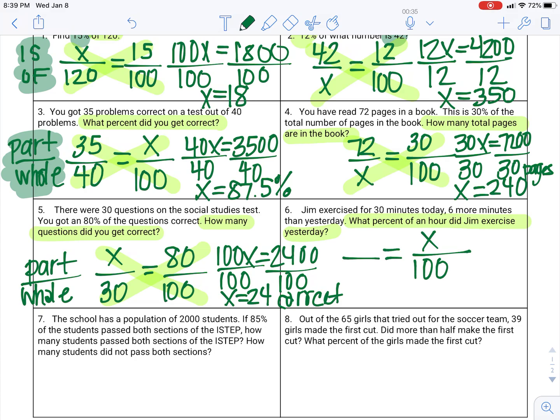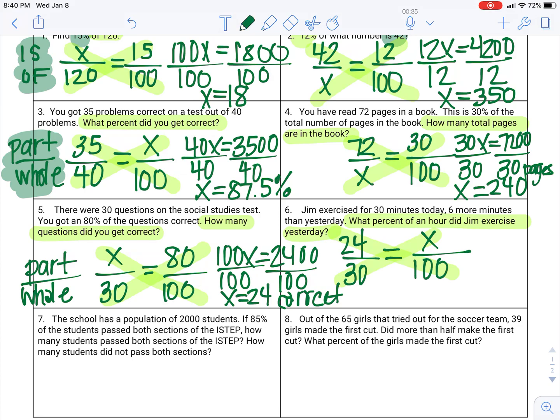Jim exercised for 30 minutes today, 6 more minutes than yesterday. So 30 minutes today and 6 more minutes than yesterday. Well, if 30 minutes is 6 more than yesterday, that means I have to take away 6. That means I did 24 minutes yesterday. And we want to find the percent that Jim did exercise yesterday. So we're going to put 24 minutes on top and 30 minutes on the bottom. So it didn't give you very direct information here. It made you figure out the amount of minutes that he did yesterday in order to figure out what percent that is.